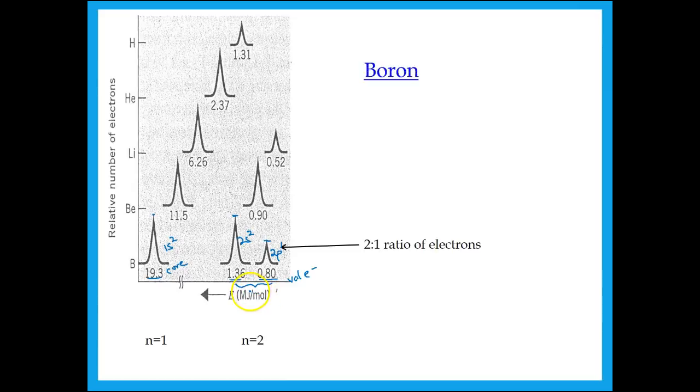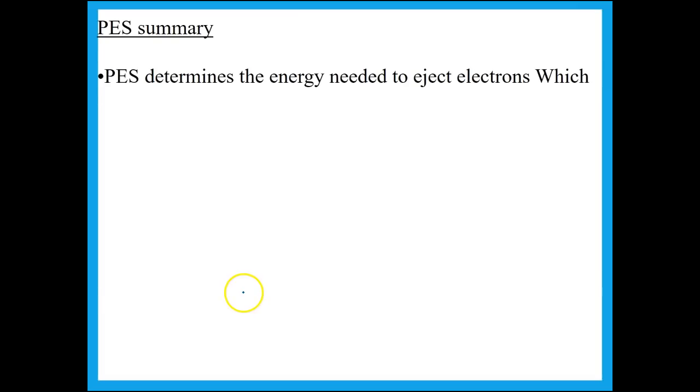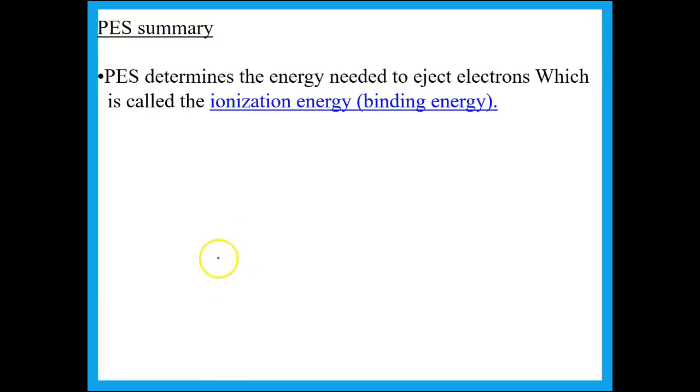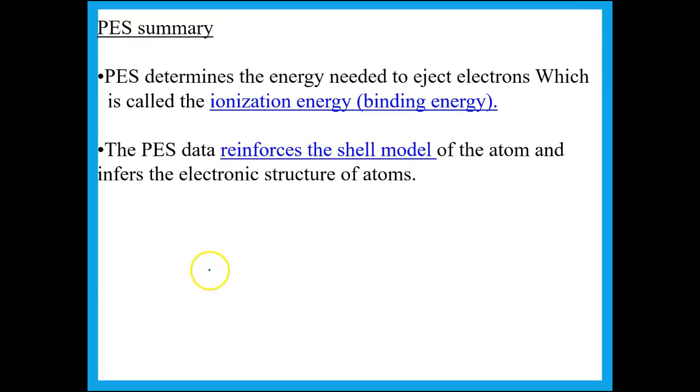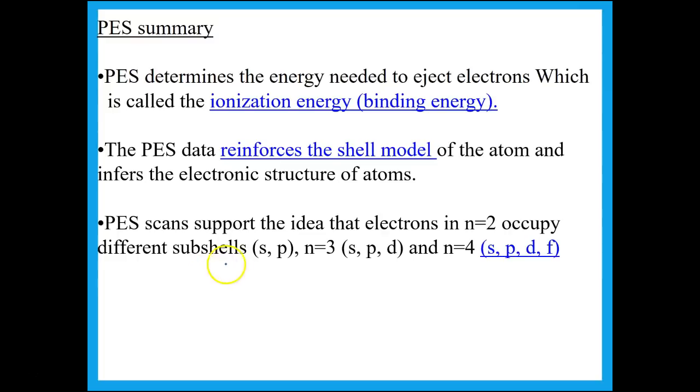So if we're looking at it from that perspective, we can see that it starts making sense, and the shell model is really put forth here. PES determines the energy needed to eject electrons, which is called the ionization energy, also known as the binding energy. You need at least the ionization energy to get an electron, but if you really want the electron to escape, you have to add more than the ionization energy. This PES data reinforces the idea of the shell model, the s, p, d, and f model of the atom. And it really gets down to the idea that there's an electronic structure here beyond what we thought in the first place. So we know that there are different subshells in different energy levels.